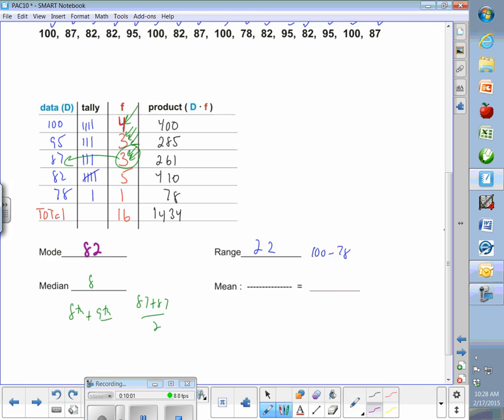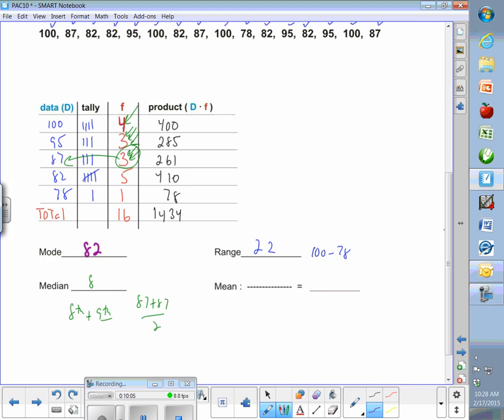So you can do it the other way. Again, I need the eighth and ninth. I can go from low to high. So watch, here's 1 and 5 more, 6. This would be the seventh, but then again, the eighth and the ninth is within that 87, and I can do it that way. Okay, so our median is an 87.